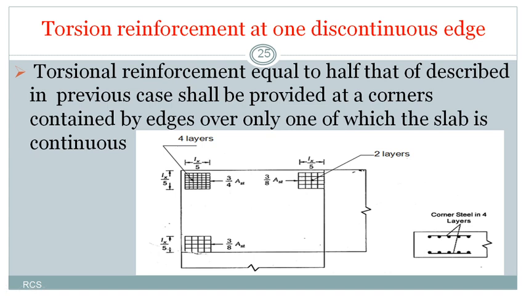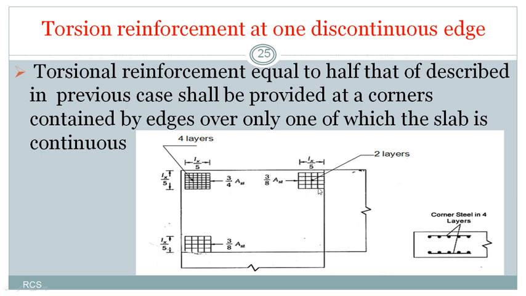So the second case, in the torsional reinforcement provided. The first case was where both edges are discontinuous. The second case means one edge is continuous and another edge is discontinuous. Say this edge of the slab is discontinuous, so it will not move in this direction, and this edge of the slab is continuous. That means one edge of the slab is continuous.